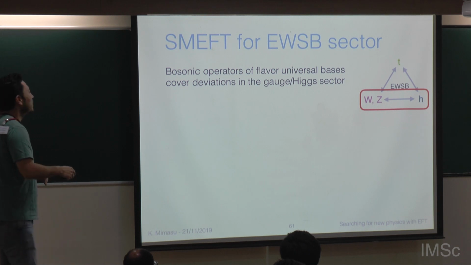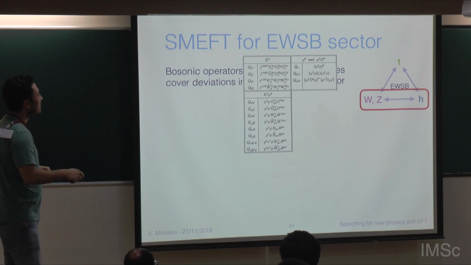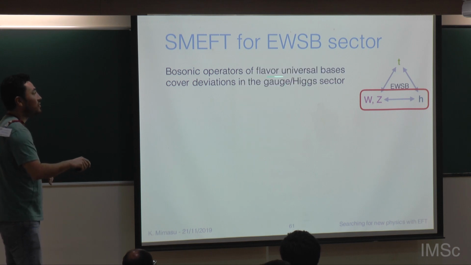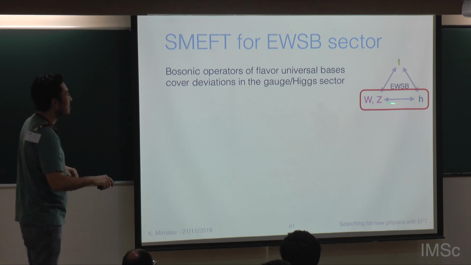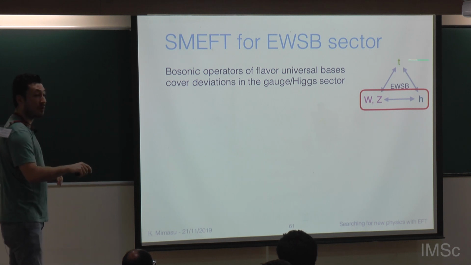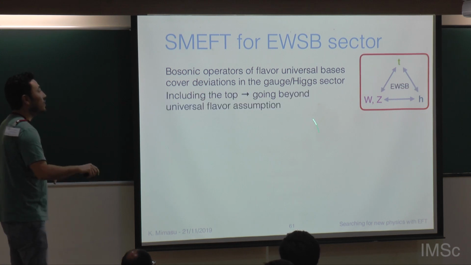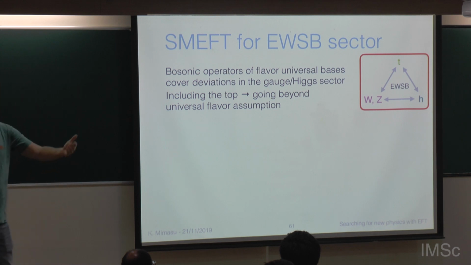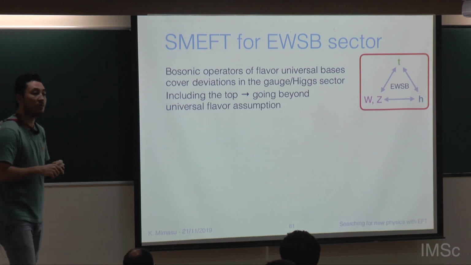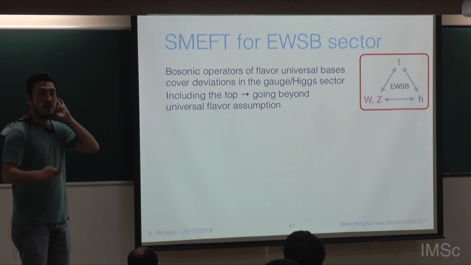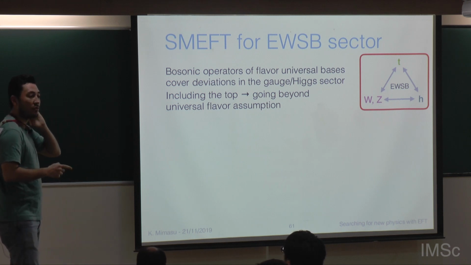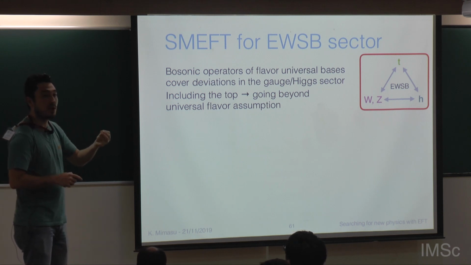So the bosonic part of this basis that I showed you here actually covers all possible deviations up to dimension 6 in the gauge-Higgs sector. So this covers this connection here. Now, the top is important, as we've discussed, and so we want to be able to include it in its own way. And if you want to do that, then you actually have to go beyond this universal flavor structure assumption that I mentioned before, where you just set all the flavor entries to have the same Wilson coefficient. We have to somehow make the top special.